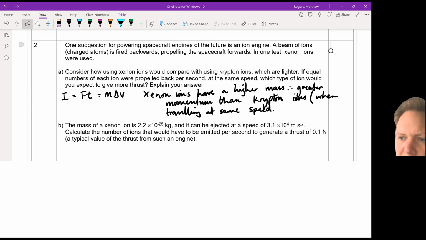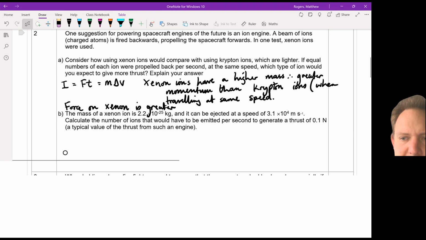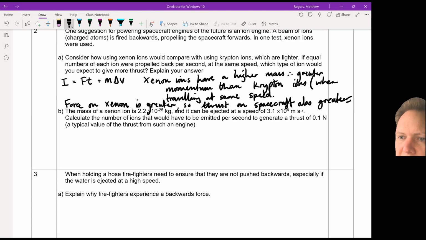So we can say therefore that the force on xenon is greater. And so since the force on the xenon is greater, then because of Newton's third law, the force on the spacecraft must also be greater. So the force on xenon is greater. So thrust on spacecraft is also greater when using xenon, or smaller when using krypton.